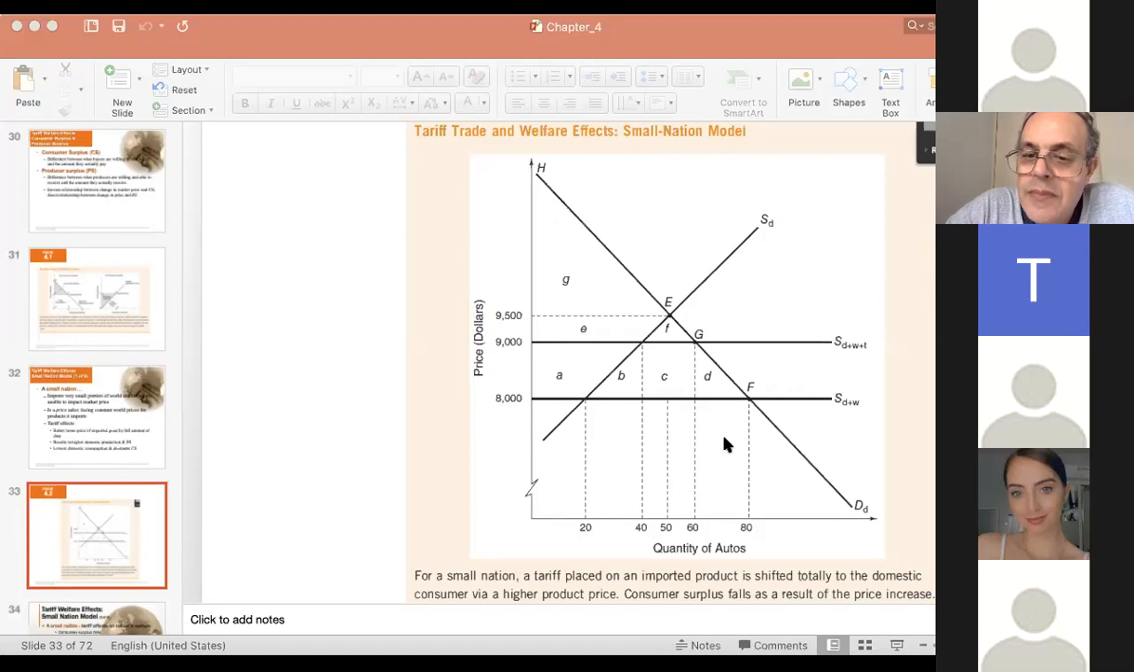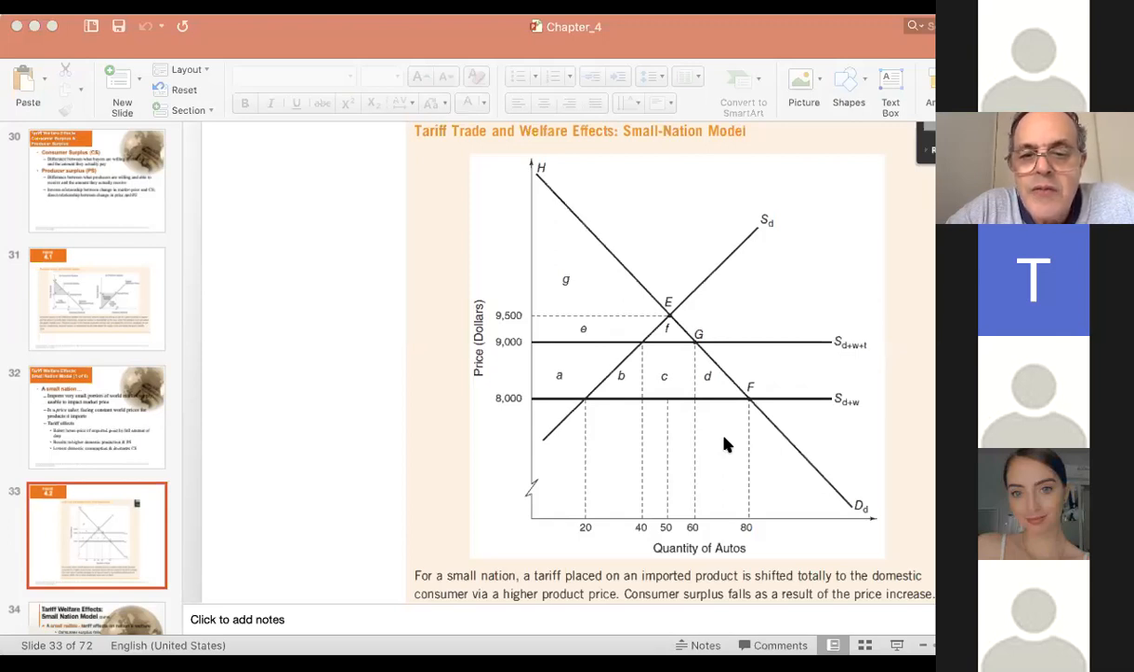B and D. That's it. How about if you were asked to find what is the change in consumer surplus as a result of the tariff? What would be your answer? A, B, C, and D. Very good. A, B, C, and D. That would be the change in consumer surplus.